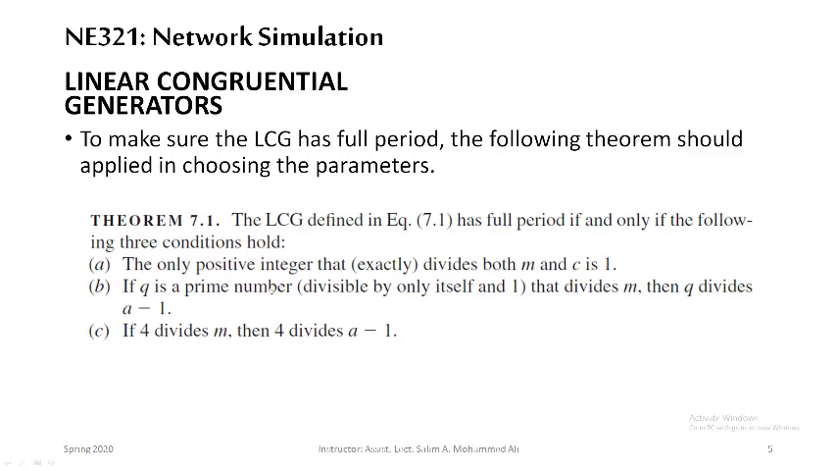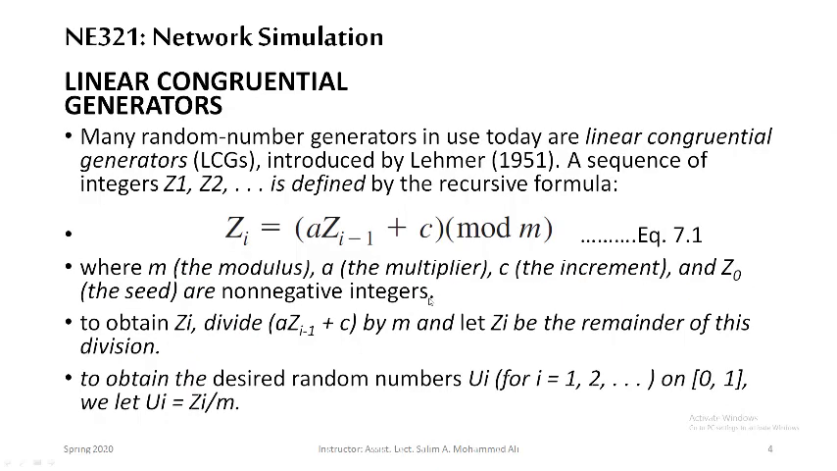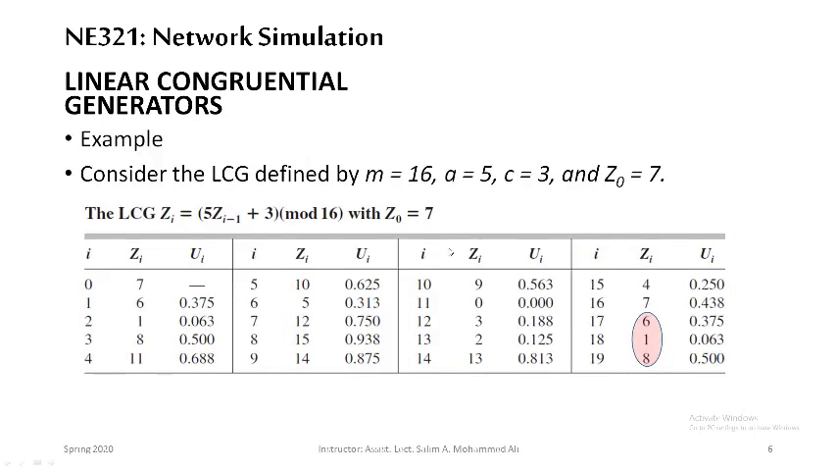For the next condition, if 4 divides M, then 4 divides A minus 1. This is also valid. We can divide M by 4, and A minus 1 is also divisible by 4. So the third condition is valid. Then these numbers are okay. We are good to go with our random number generator.